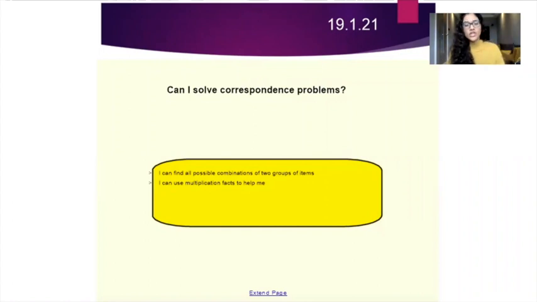Our learning objective for today is, can I solve correspondence problems? So what you are expected to understand by the end of the lesson is to find all possible combinations of two groups of items and also to use multiplication facts to help you.